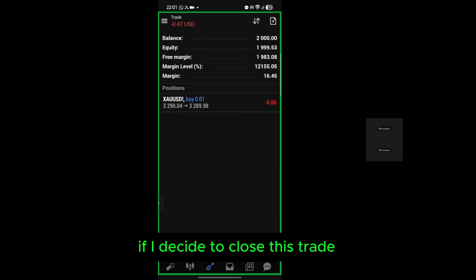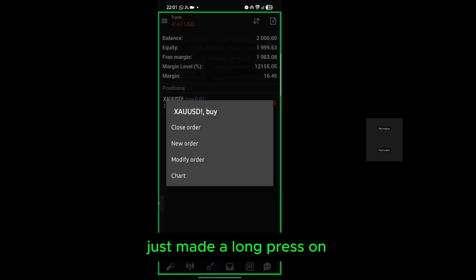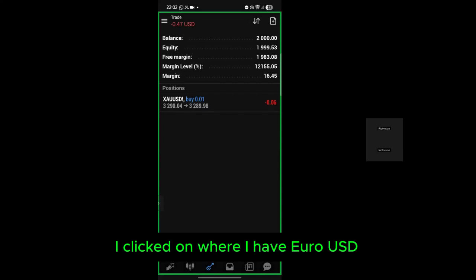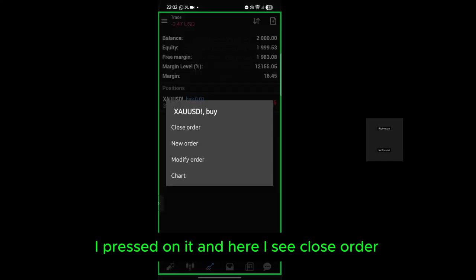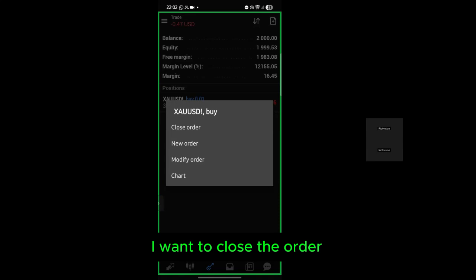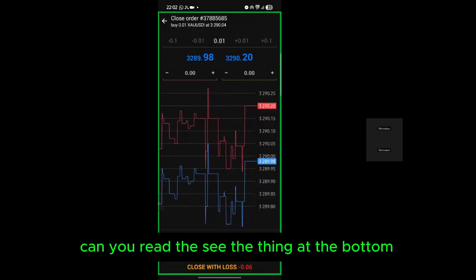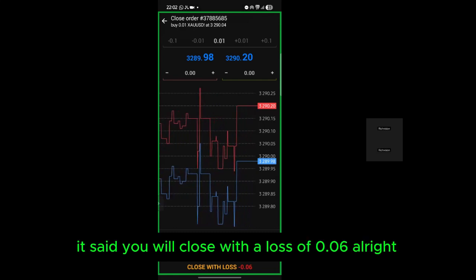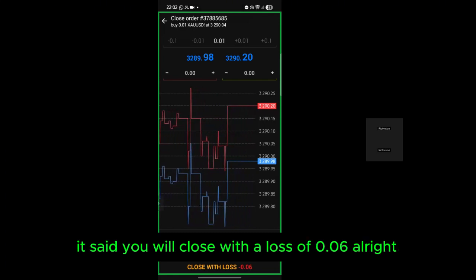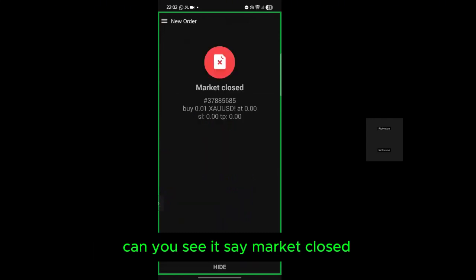If I decide to close this trade now, how do I close it? I'm going to press on where I have Euro USD with a long press, and here I see close order, new order, modify order, and the chart. In this case, I want to close the order. So if I click on close order, it tells me at the bottom that you will close with a loss of 0.06. All right, if I say yes, can you see? It says market closed.